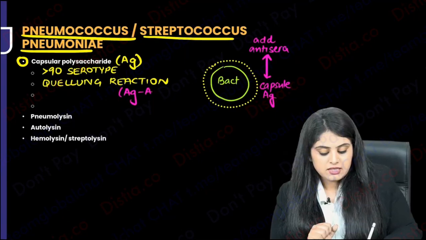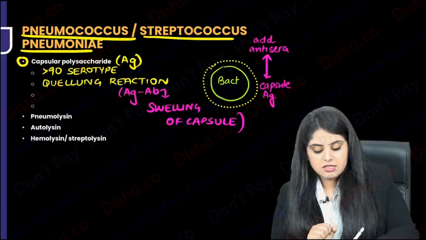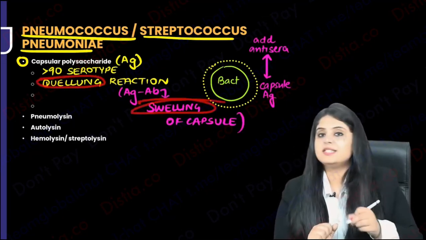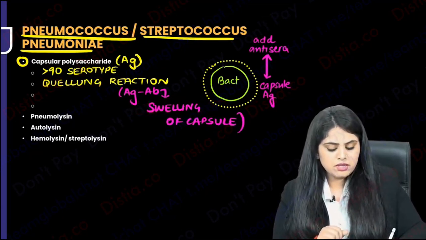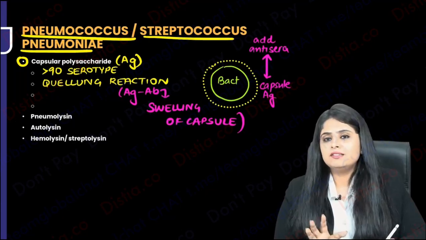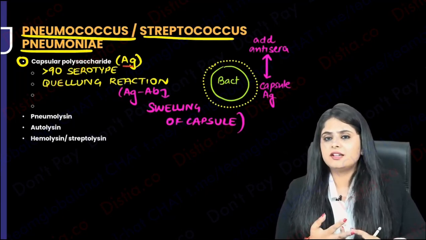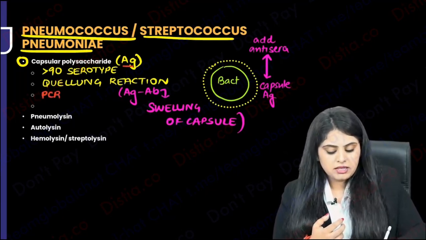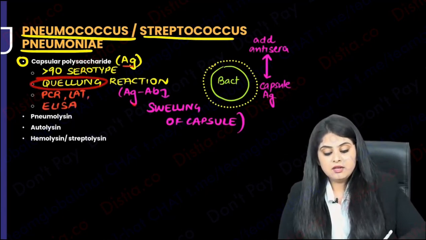There is an antigen-antibody reaction which results in swelling of the capsule. That is how I've learnt it. Quellung is swelling. Okay? Quellung is the swelling reaction. But other than that, for the capsule, you can do PCR, you can do ELISA, because for antigen you can do PCR, ELISA, latex agglutination test. You can do so many other things also, for every antigen, so nothing to worry. But the question will be Quellung for swelling.